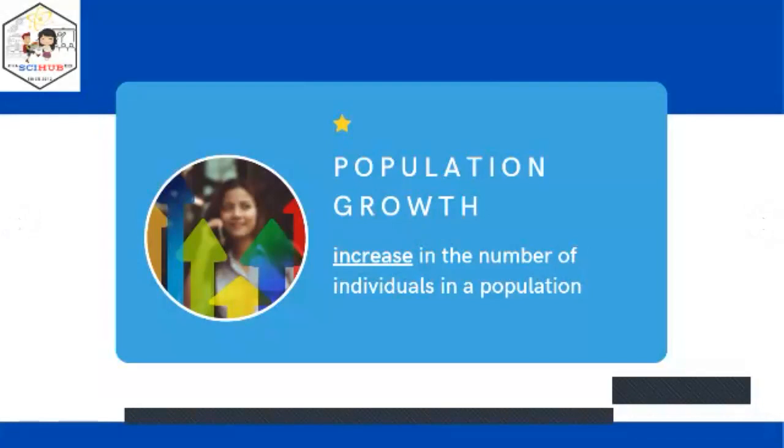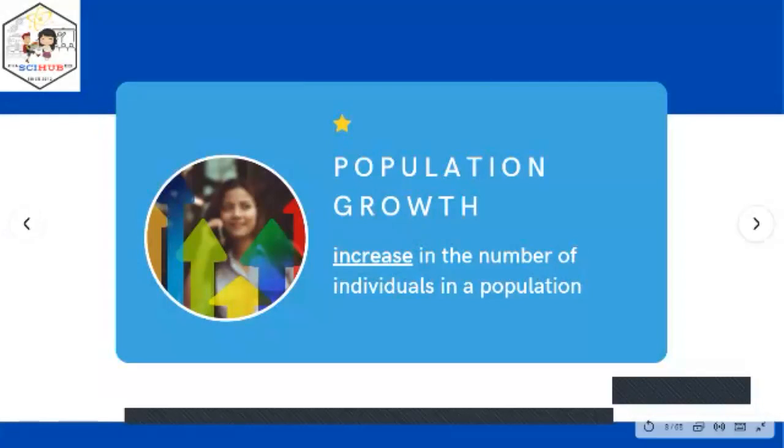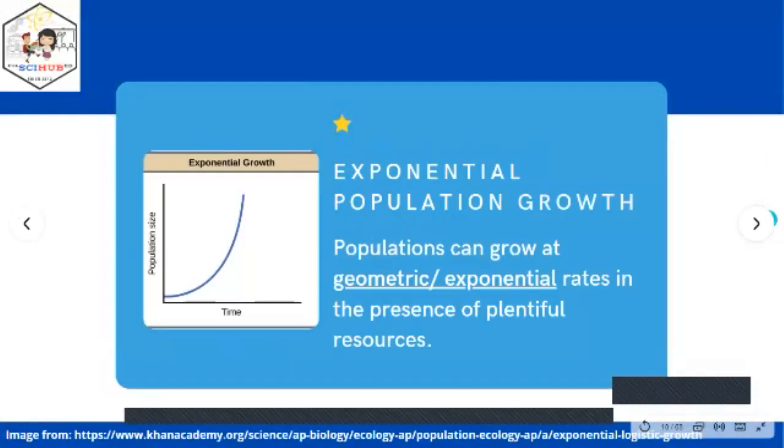Specifically, we will deal with how the population increases in number, which is also called the population growth. Population growth has two types, the exponential growth and the logistic growth. We will deal first with the exponential population growth.